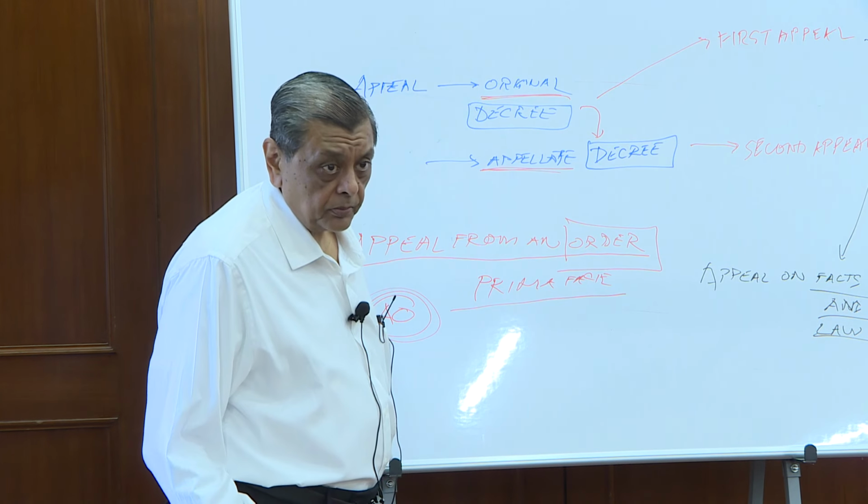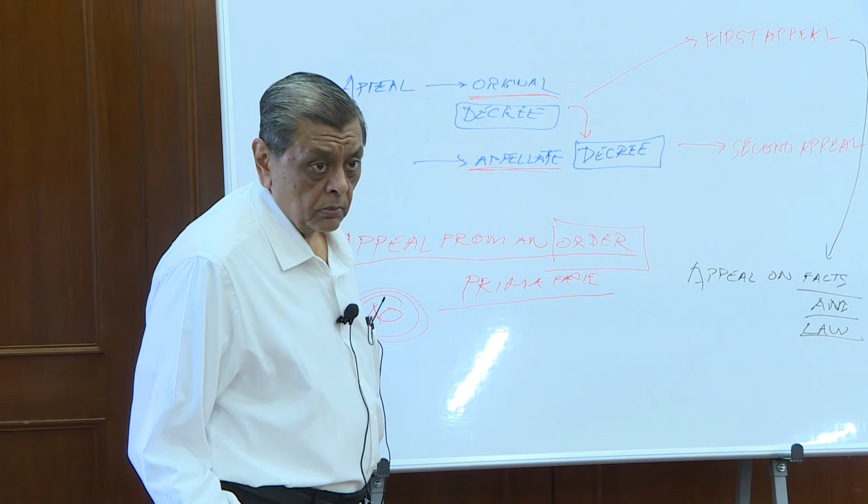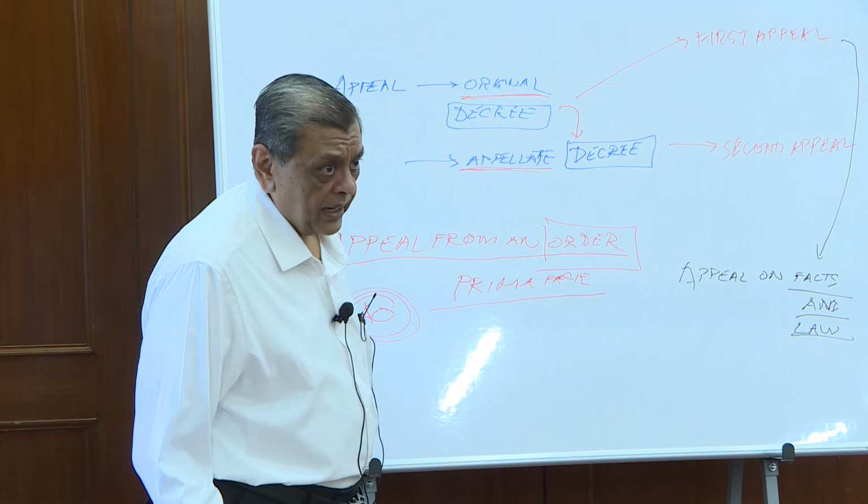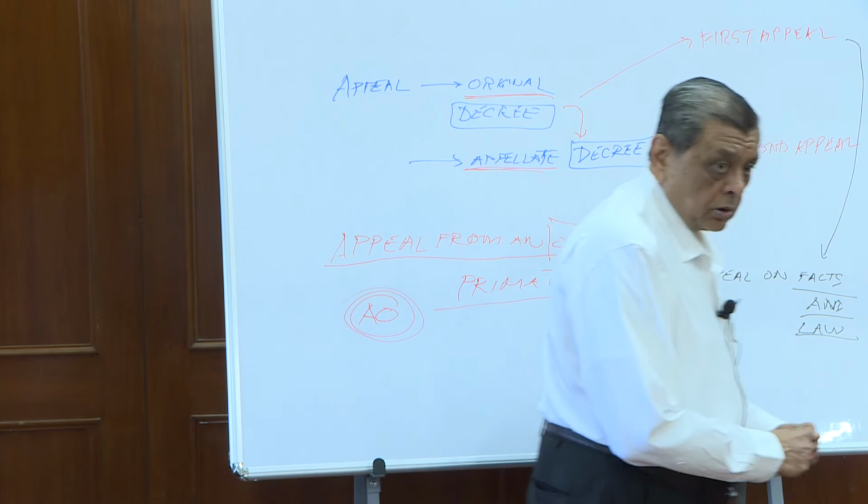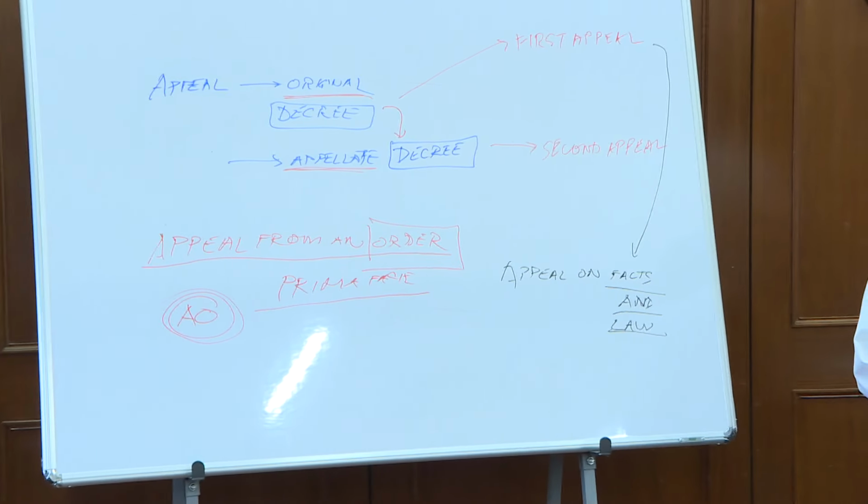Yes. So you mentioned that the IA is discretionary. Therefore, all IAs are discretionary. Therefore, the appeal from the IA will also be discretionary. That's correct.